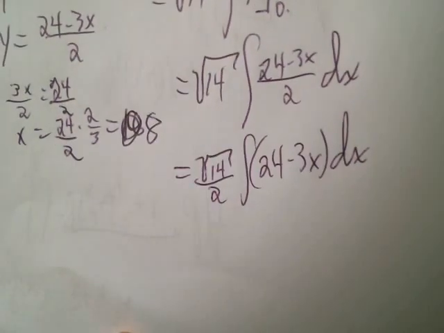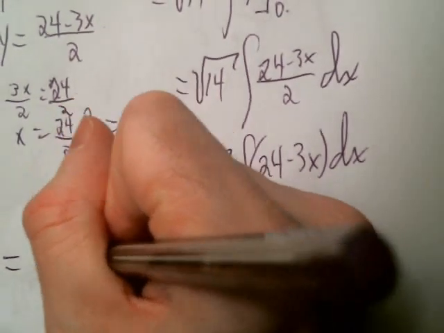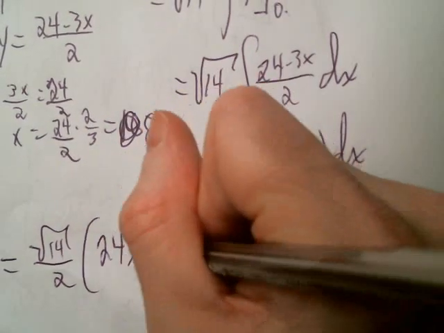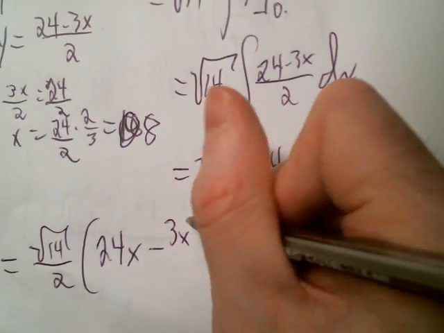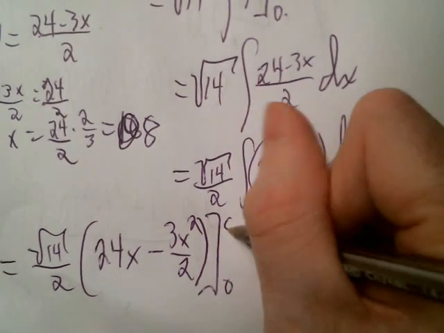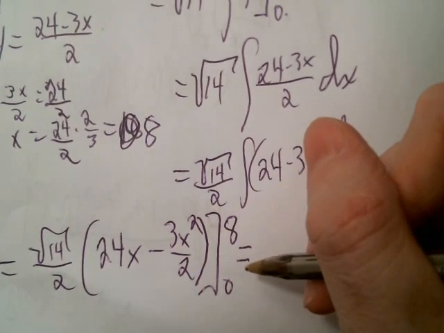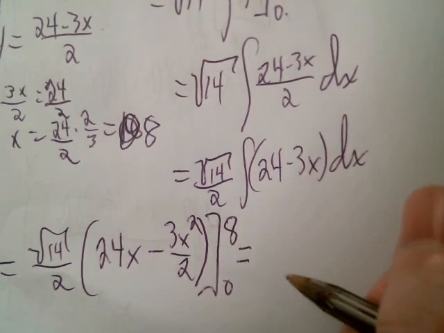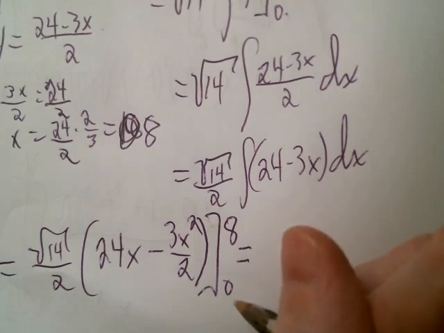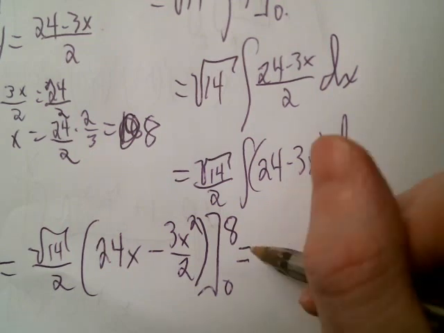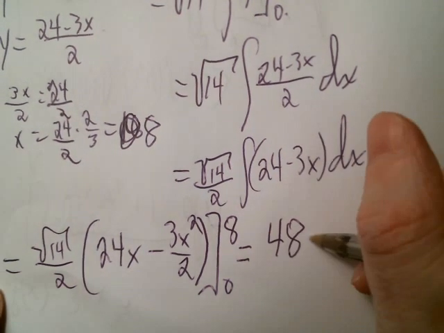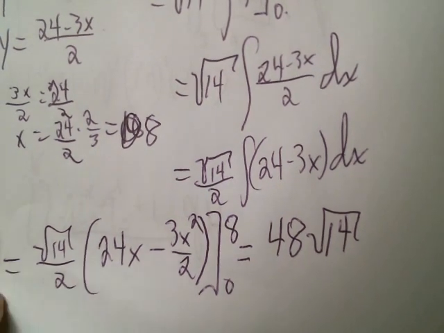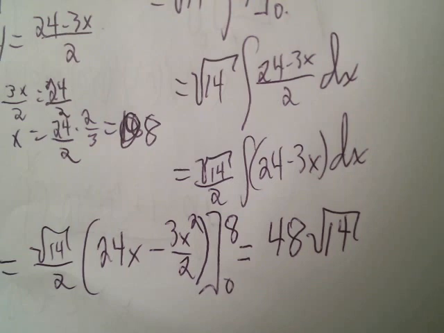Okay? And then this will equal square root of 14 all over 2 times the integral of 24 is 24x minus 3x squared over 2. And then I'm evaluating from 0 to 8. Okay? And 8, what did I do wrong? I factored out the 1/2. Okay. So it's going to end up being 48 root 14. Just hopefully you can take my word for it. I assume you know how to evaluate one of these things by now. Okay, let's leave it at that and move on.